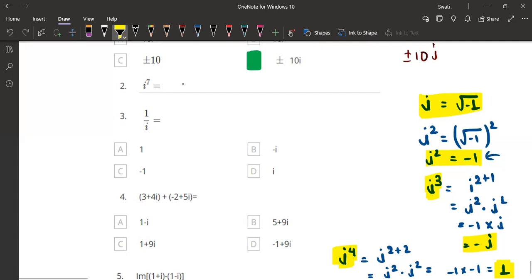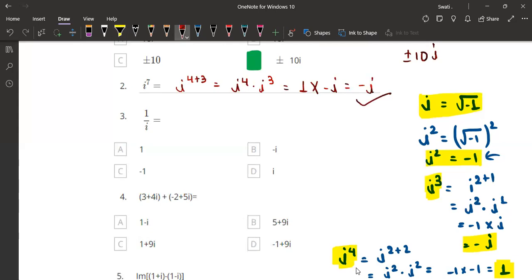So i raised to 7. Of course, we can write i raised to 7 as 4 plus 3, right? Now using the property of exponent, I can write this as i raised to 4 times i raised to 3. Now, you know the value of i raised to 4 is 1. What is i cube? It is minus i. What is 1 into minus i? It is minus i.